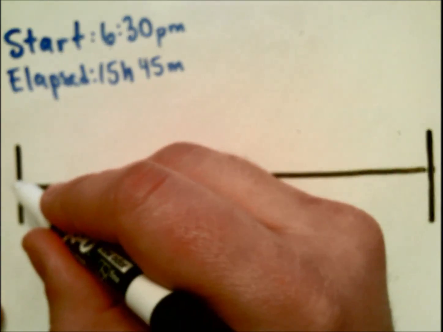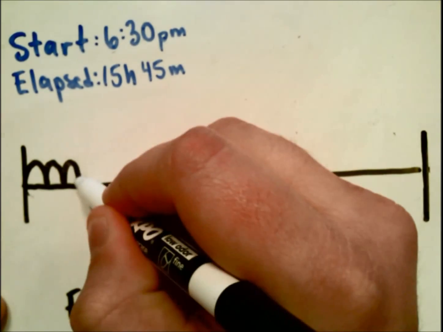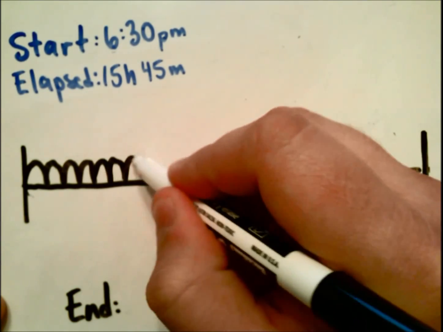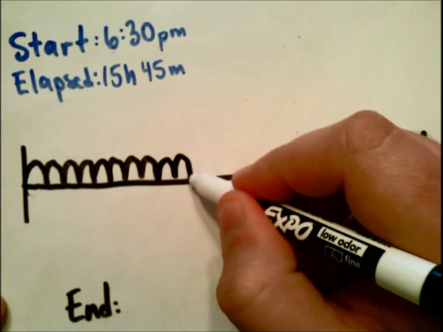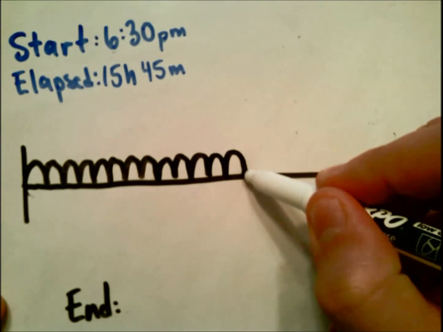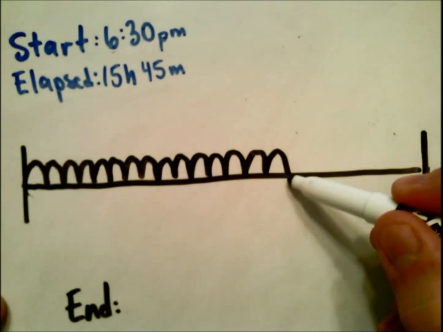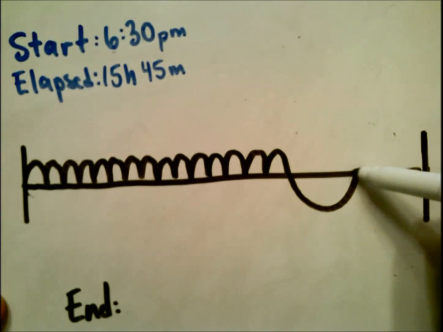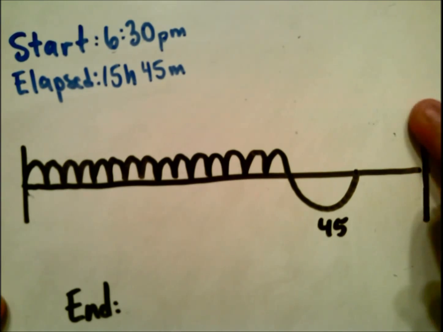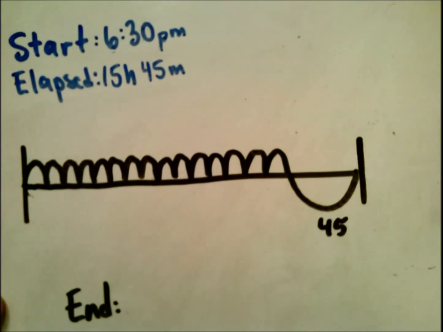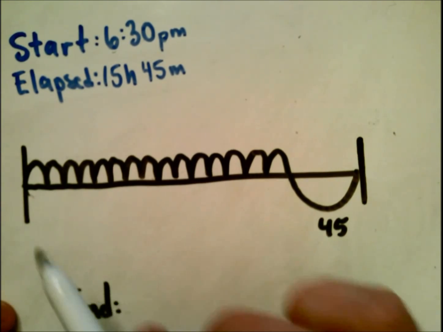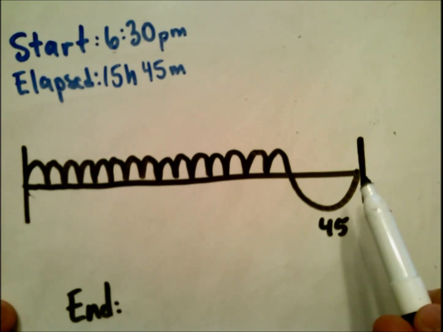So I need to make 15-hour marks. 1, 2, 3, 4, 5, 6, 7, 8, 9, 10, 11, 12, 13, 14, 15. Oop, I have some room left over, so I'll just make a mark right here of 45 minutes and then move my end time up to there. Okay, so this is my 15 hours and 45 minutes.